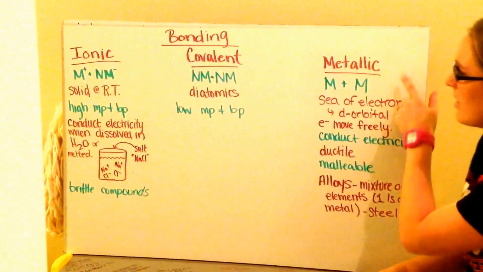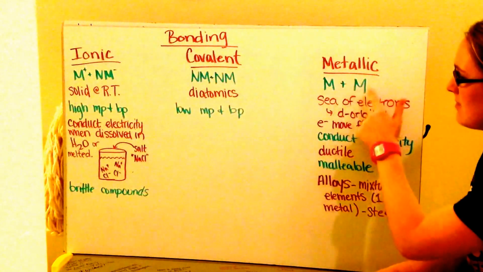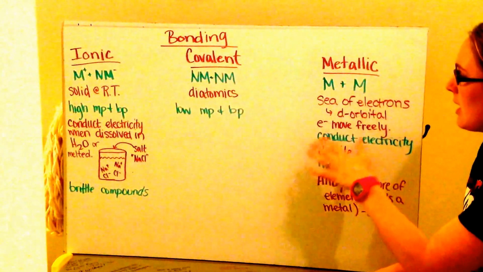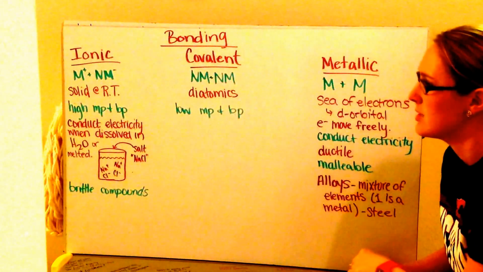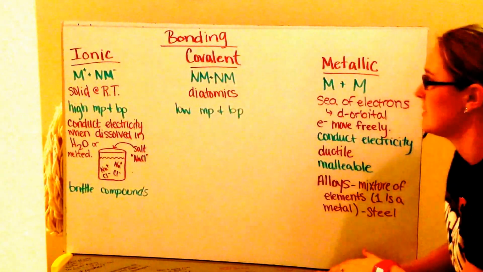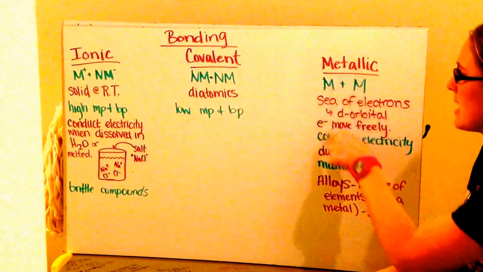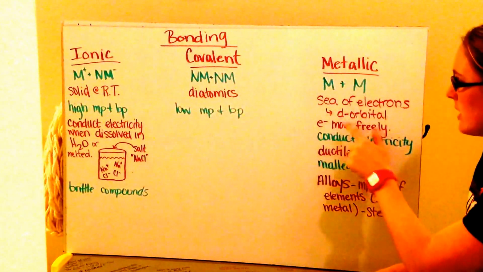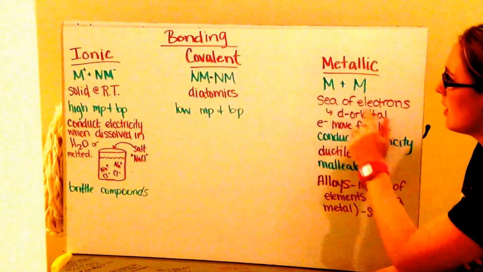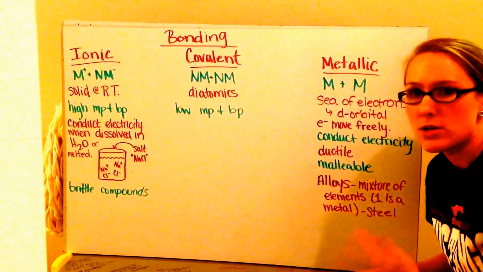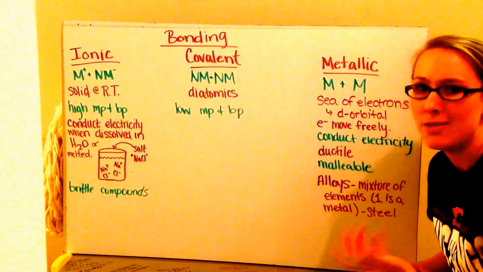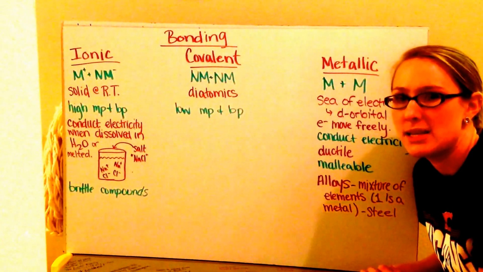Finally, we have our metallic bonds. They're metals and metals together. Our metals here are mainly our transition metals, although we do dive into our group 1 and group 2 metals as well. With our metallic bonds, they have the sea of electrons, which is where that d orbital comes in. All of these transition metals have that d orbital of electrons, and those electrons can move freely throughout, so we call them delocalized electrons, or my sea of electrons.